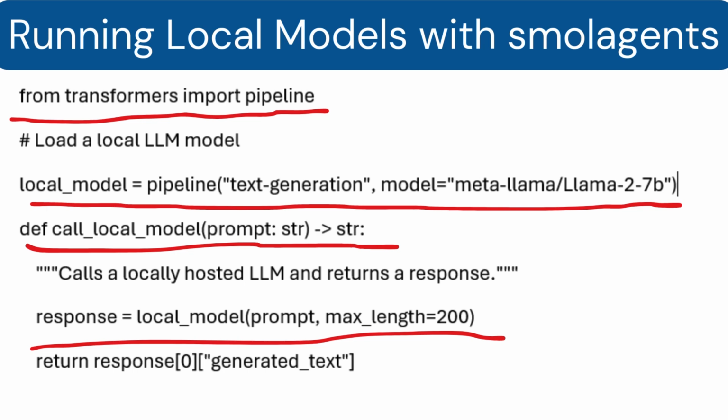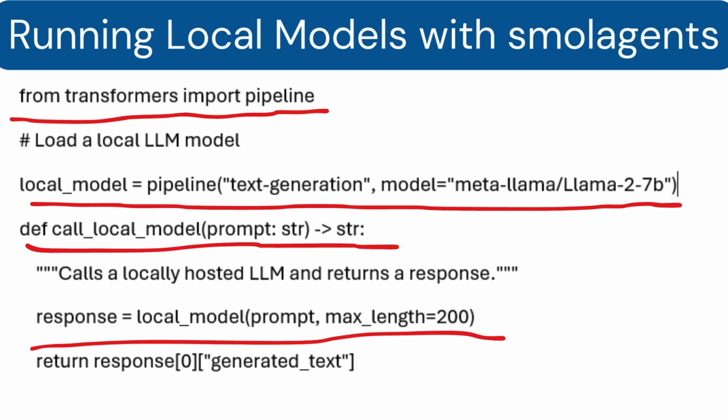Let's break this down. The local_model, prompt, max_length equals 200, sends the user's prompt to the model and asks it to generate a response. The max_length equals 200 means the response will be limited to 200 tokens, to prevent extremely long outputs. And the model outputs a list of responses, and we're capturing that list in the response variable.